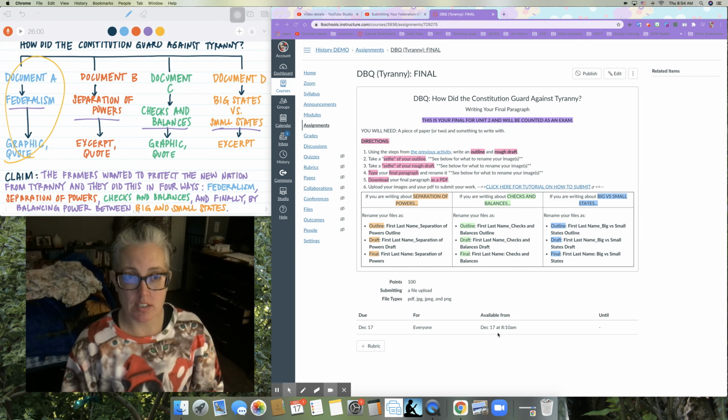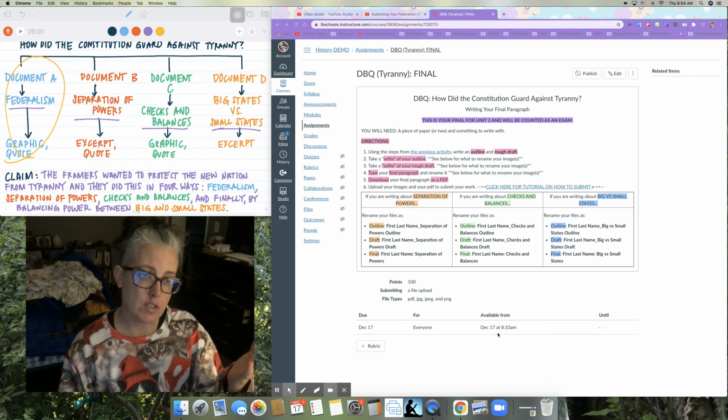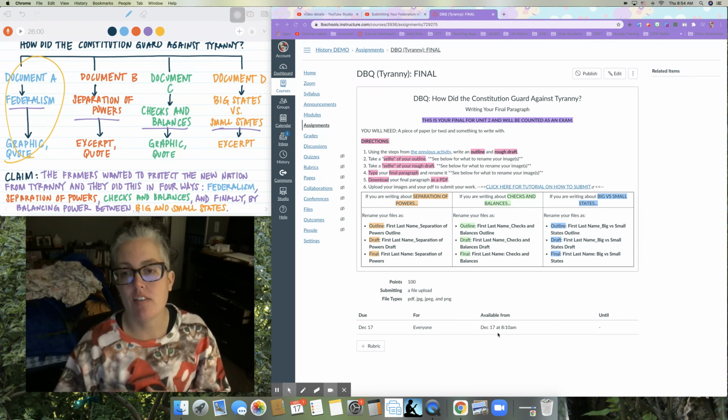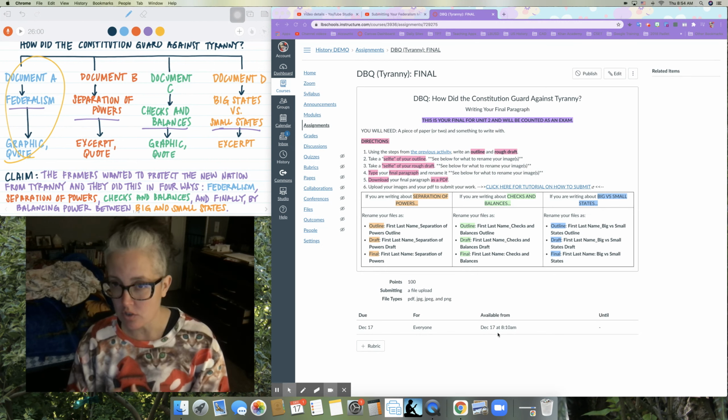Okay, so as you see on my screen here, we have the pre-writing that we've done on the left-hand side. You have me down below, hi, and then you have the instructions on the right. So I'm going to look first at the instructions.